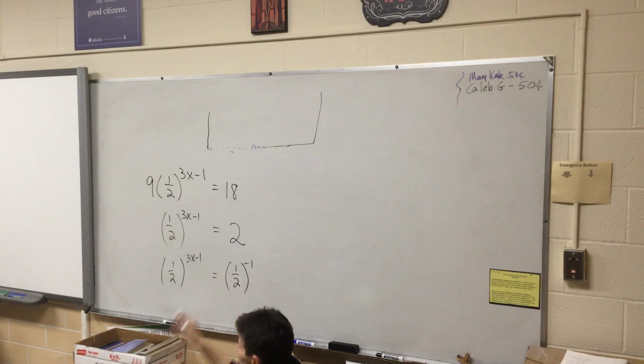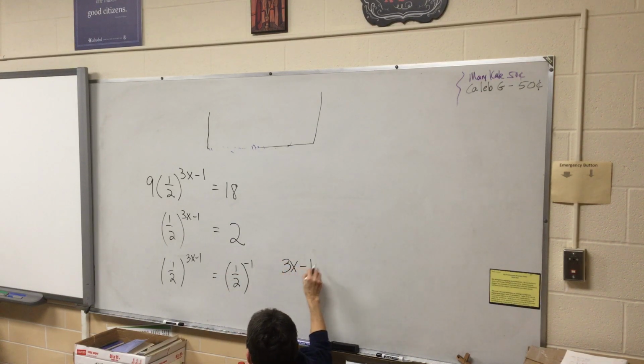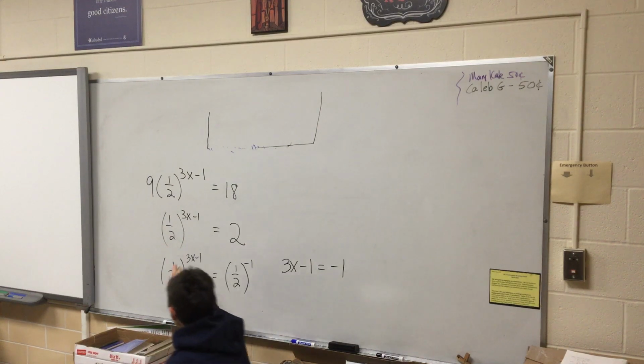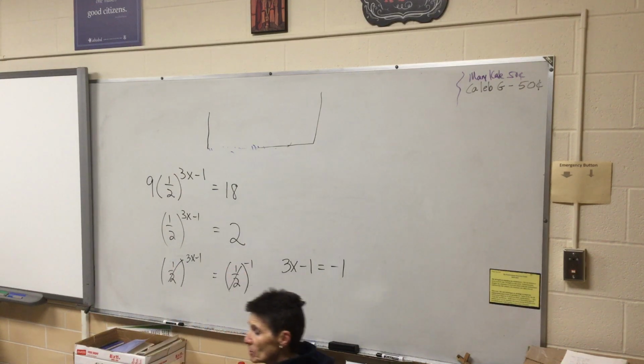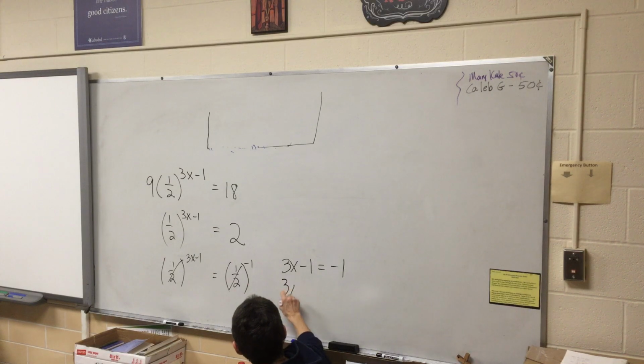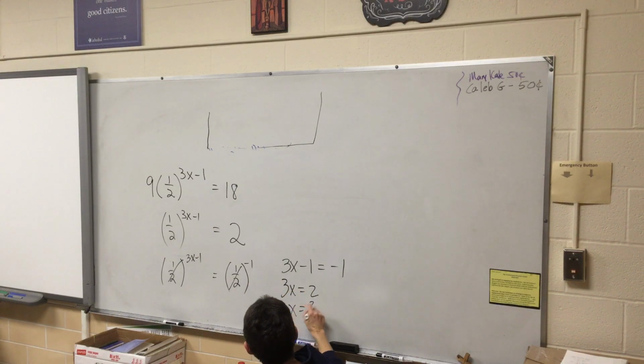Okay? So now that they're both 1/2s, I can just set the exponents equal to each other. So 3x minus 1 equals -1. You know how those problems we did today where we crossed out the logs, when we had the same one on both sides, we crossed them out? It's the same thing here. When you have the same base on both sides, you can cross them out. So then you just add 1 and divide by 3. So x equals 2/3.